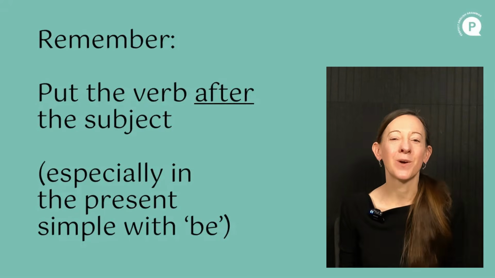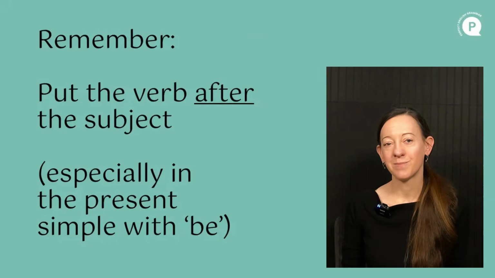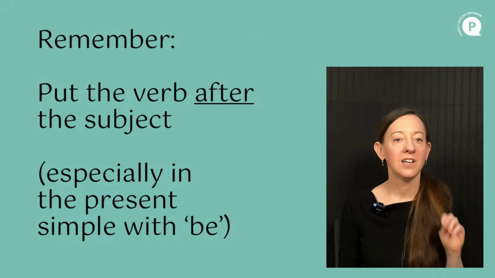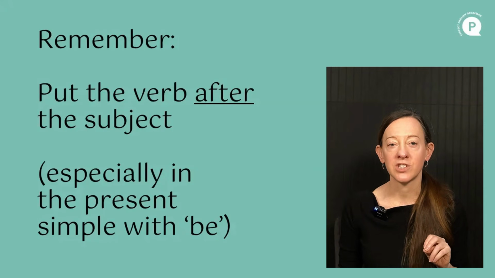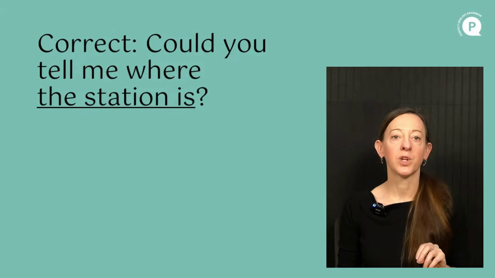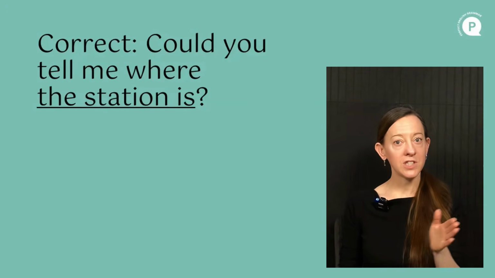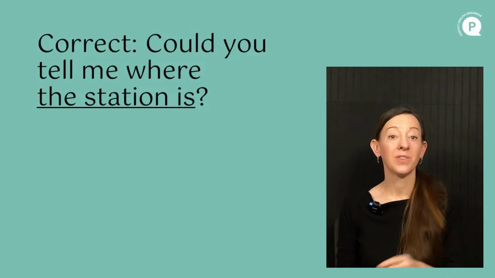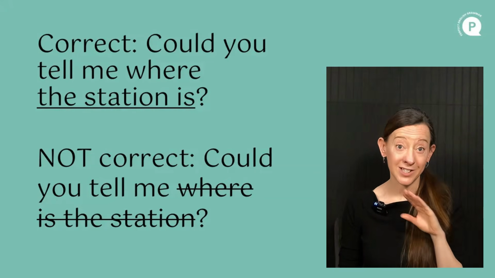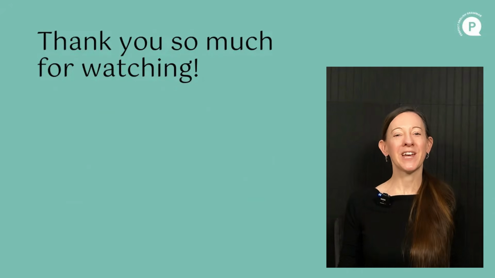Watch out for this common problem with indirect questions. It can be difficult to remember to put the verb after the subject, especially when the indirect question is the present simple tense of be. For example, we need to say, could you tell me where the station is? And we don't say, could you tell me where is the station? That's not correct. I hope that helps.